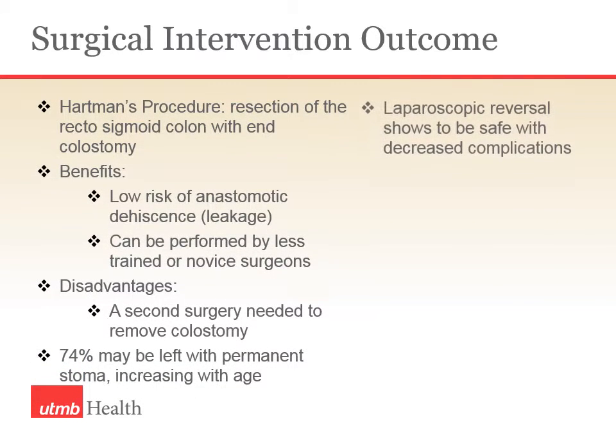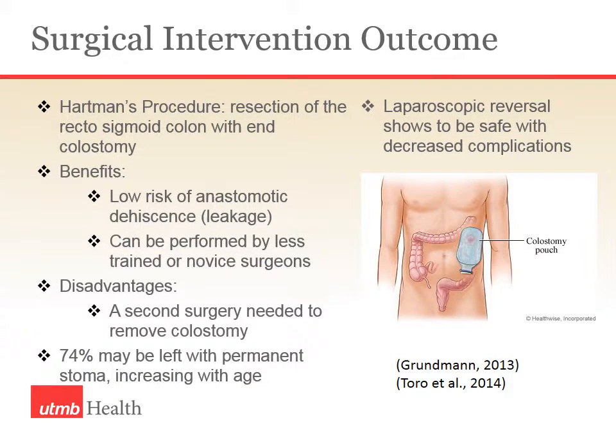So the surgical intervention outcome: this patient underwent a Hartmann's procedure, which was the common procedure that is usually done in hospitals, as we talked about in previous slides. So he had a resection of the colon with an end colostomy. The benefits of this for a surgeon is there's low risk of leakage because the stoma comes out of the body, and so there's less risk of the stools leaking inside the body, which is good.